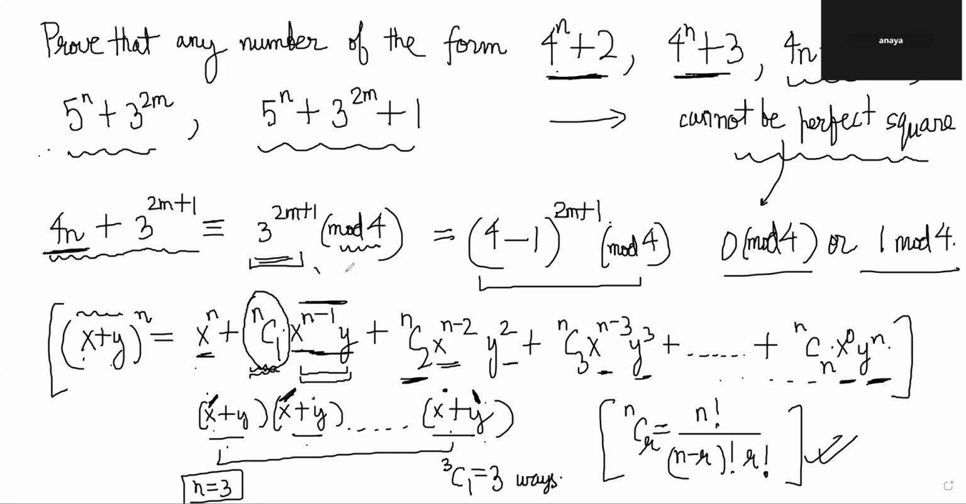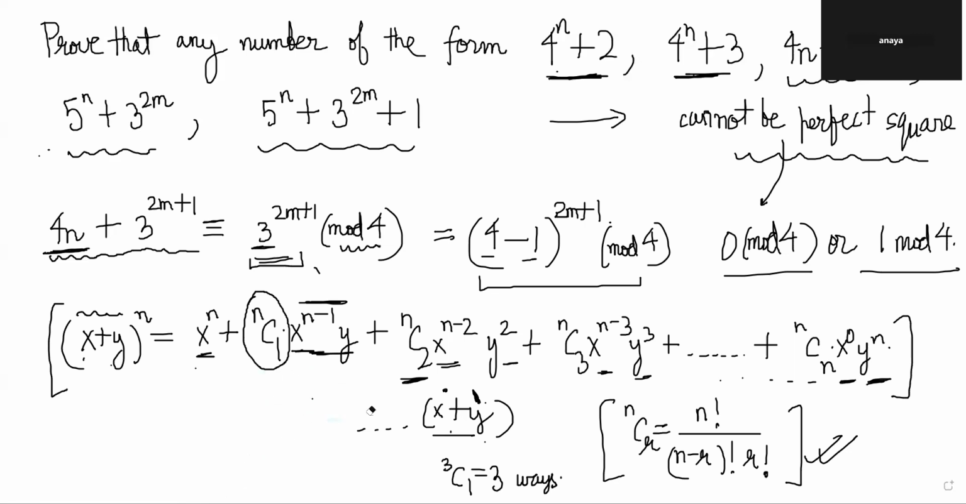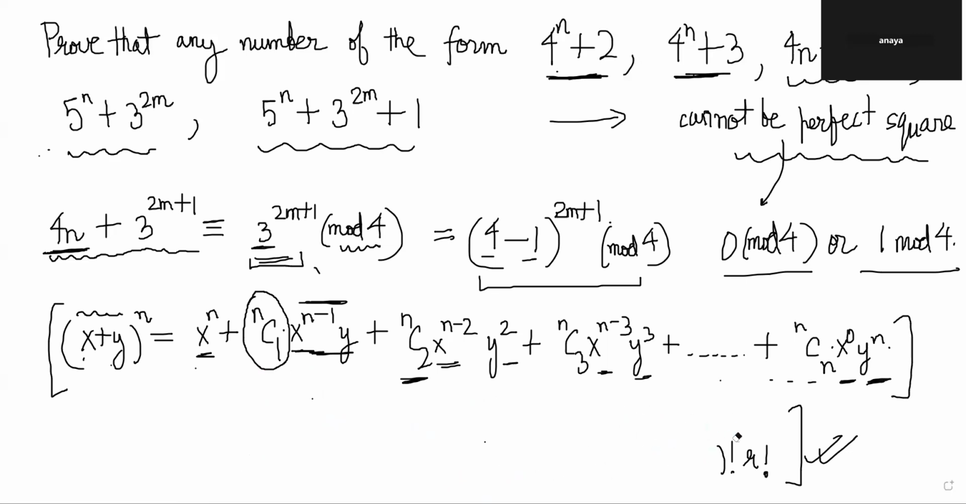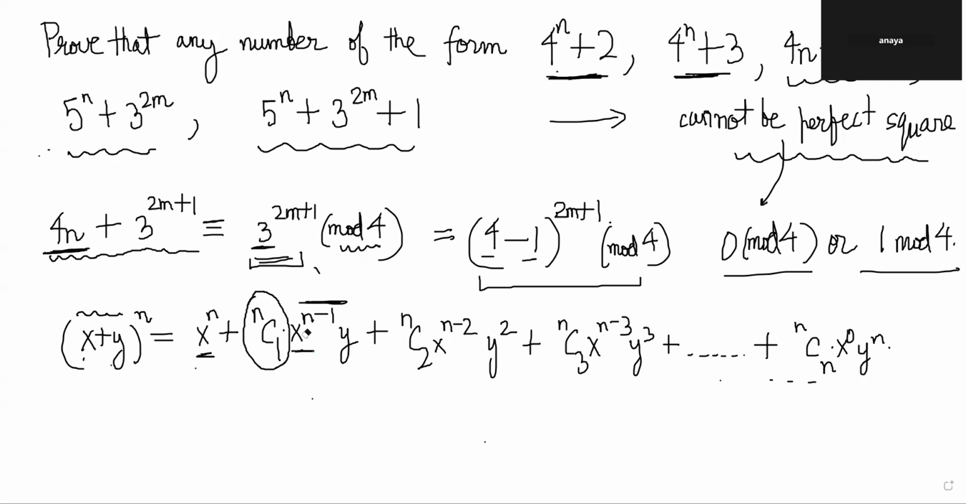And now what I have done is I have written 3 as 4 minus 1, right? So notice, according to this theorem, how I will expand it. It's very simple. You will just do the powers. The second term is minus 1, the first term is 4, and the power is 2m plus 1, correct? So according to this theorem, what should be my expansion? Let's do it.